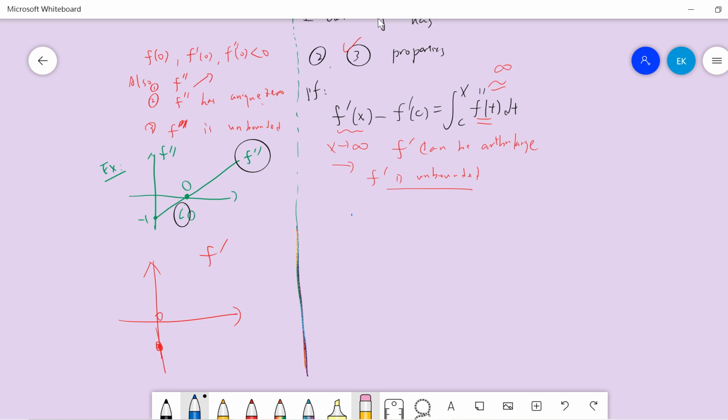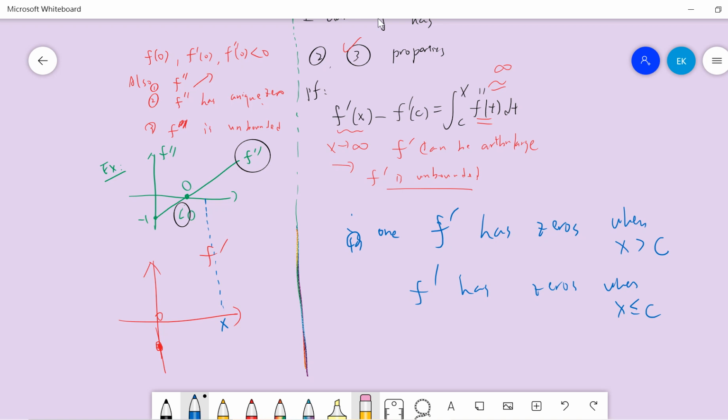So let me ask which point is possible. There are two possibilities. One possibility is that f' has zeros when x is larger than C, or f' has zeros when x is less than or equal to C. You have two kinds of possibilities. I claim the first one is correct.